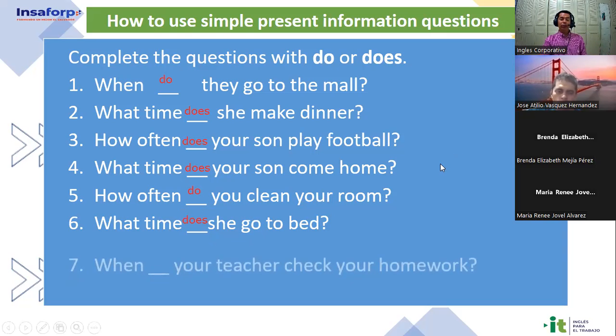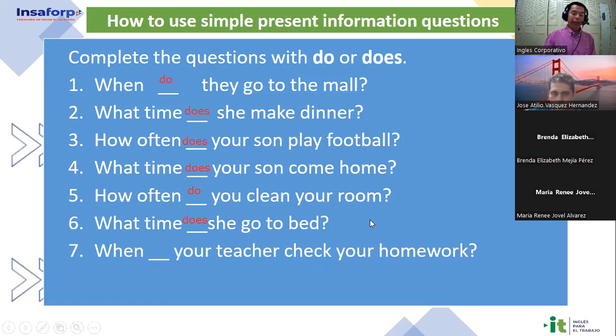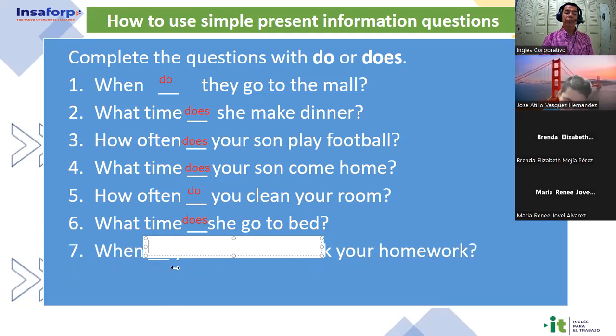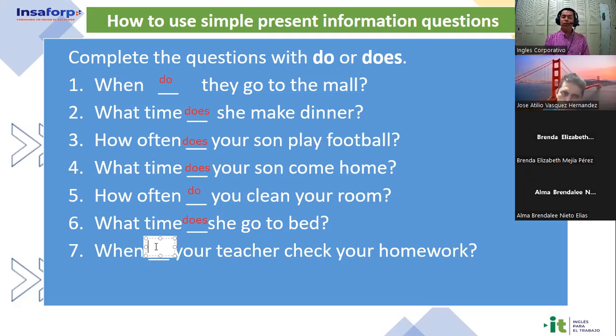Nice. Okay, and let's go to number seven, right? Brenda Lee, please. When does your teacher, or when do your teacher? Okay, your teacher, Teacher Javier, is singular or plural? Singular. So, do or does? When does. Does, correct. Okie dokie. When does your teacher check your homework? Okay.